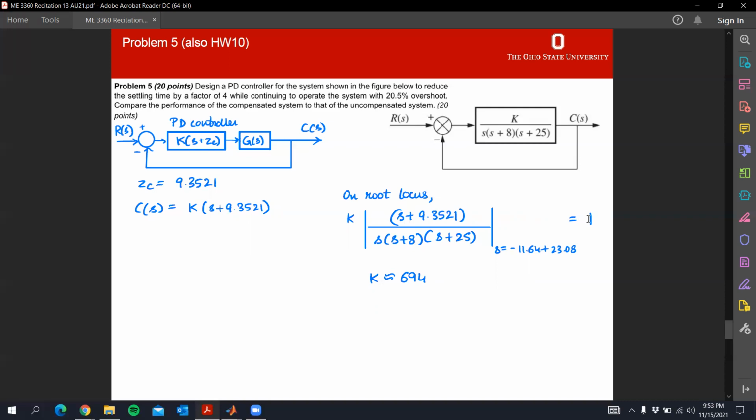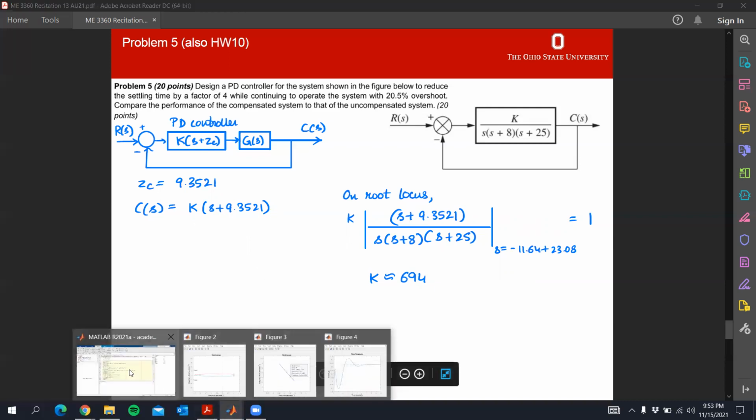So shouldn't this be -1? And that is right. So the k times the transfer function is equal to -1. But here, since I'm just taking the modulus to figure out the positive gain value, the signs are being ignored. So we see that we end up with 694 as the gain that we need. So our final transfer function would be when we plug in 694 times s plus 9.3521.